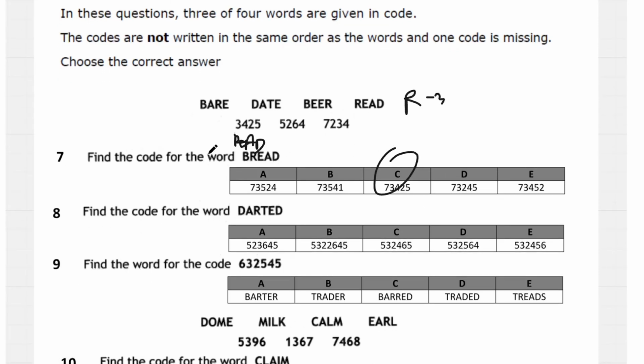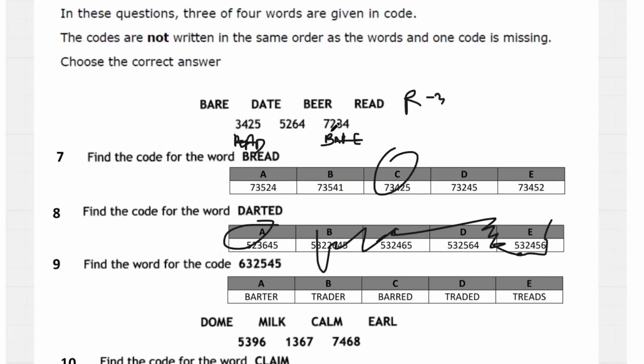But just for the sake of the question, let's figure out the other ones. If R is third, that means this one is bear, which means we found the B that we need, and then dared. 5 has to start off with 5. A is 2, 5, 2. Can cross all of these out to be A.